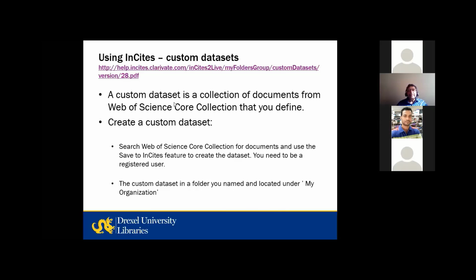So custom dataset is a collection of documents from Web of Science collection that you define. First you need to do a search in Web of Science, find documents, and create a dataset. You're going to save that into Insights, and give a name to that folder, and it will be saved under My Organization section, and I'll show you where that is in Insights.